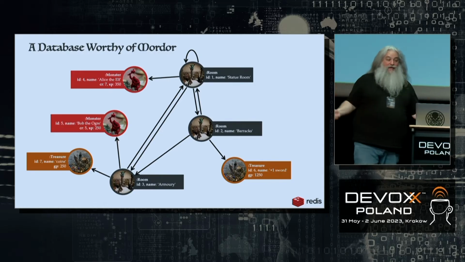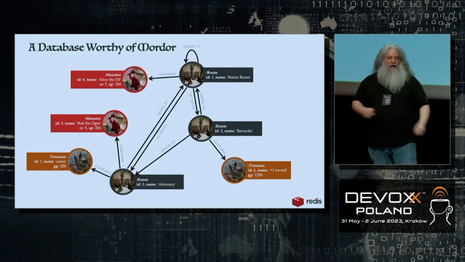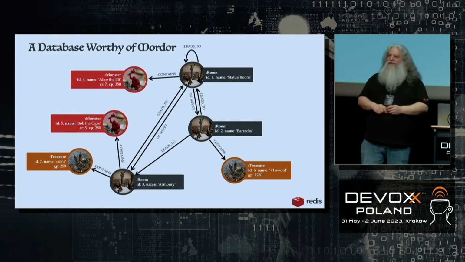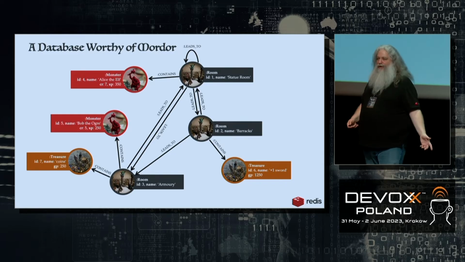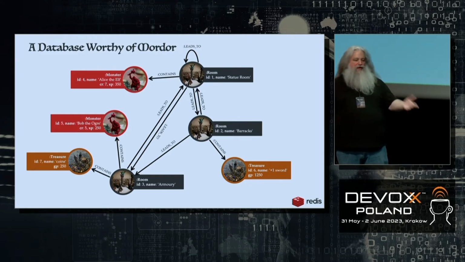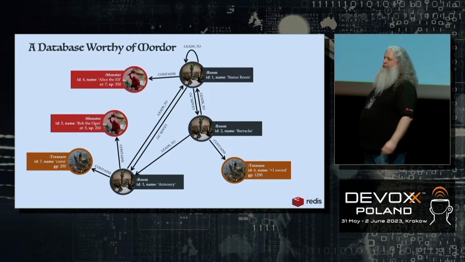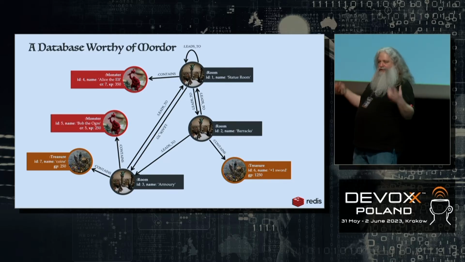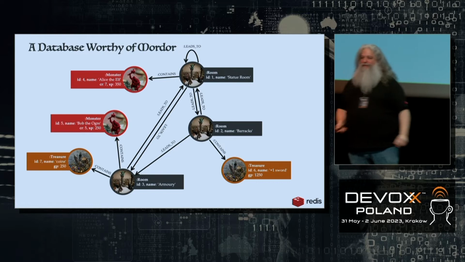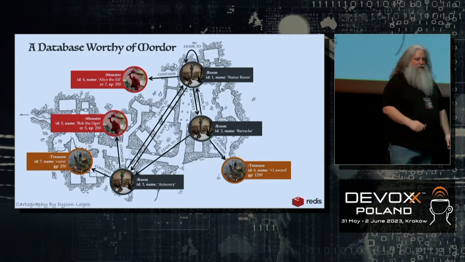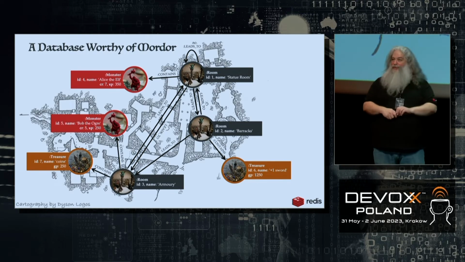But yeah, so you can lay data on the nodes of the graph, and you can actually lay data on the relationships of the graph as well. And so here we've got rooms that connect to other rooms and rooms that contain monsters and that sort of thing. So a graph database is just this graph structure with data laid over top of it. And this lets us build a database worthy of Mordor.